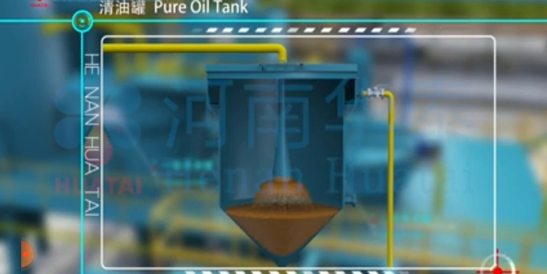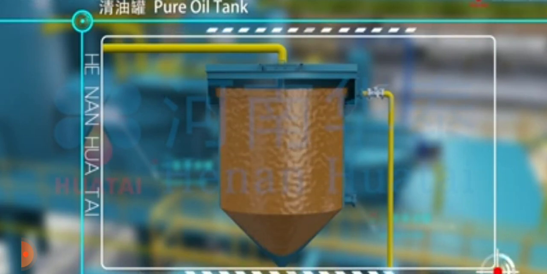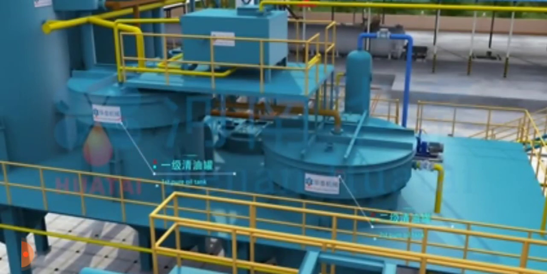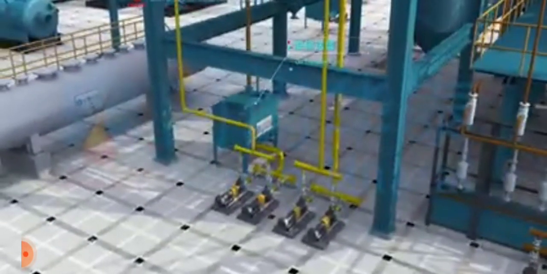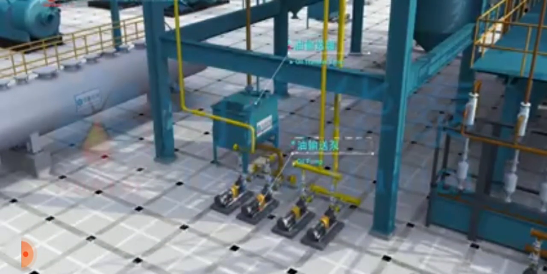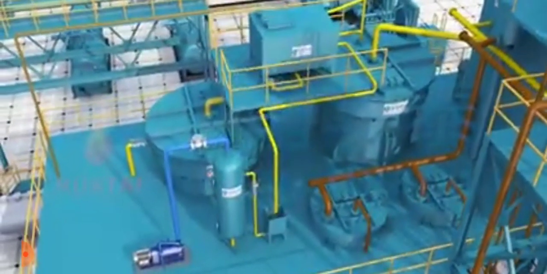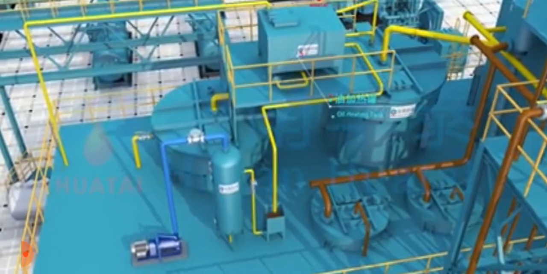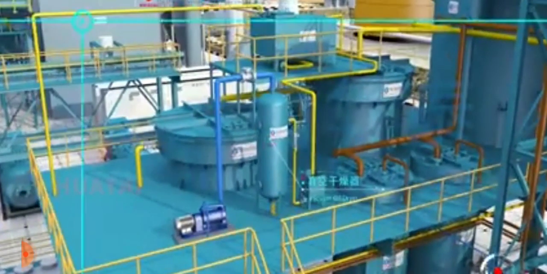After oil enters the first stage clear oil tank for heating and precipitation, it overflows for reprocessing. Clear oil overflows into the oil transfer tank. An oil pump pumps it into the oil heating tank. Heated oil enters the vacuum oil dryer.